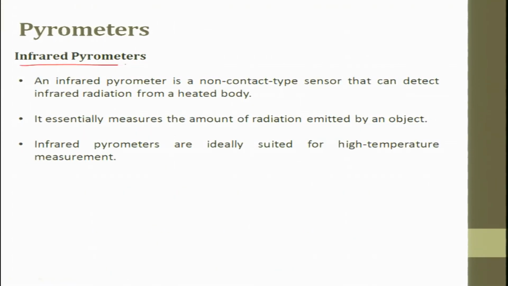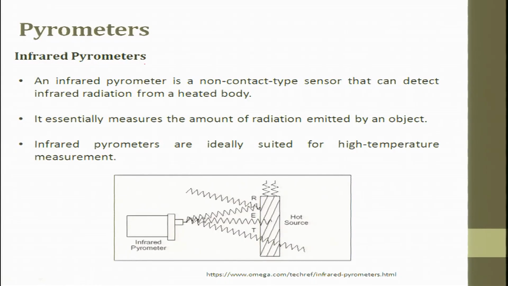Then it is the infrared pyrometer. So, this is the infrared pyrometer when there is a hot body. Here you can see the infrared getting transmitted, getting reflected, getting absorbed. An infrared pyrometer is a non-contact type sensor that can detect infrared radiation from a hot body. It essentially measures the amount of radiation emitted by an object. Infrared pyrometers are ideally suited for high temperature measurements.